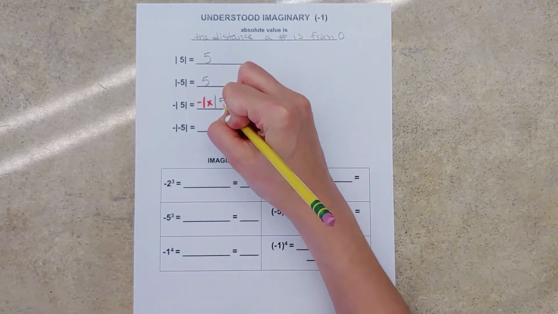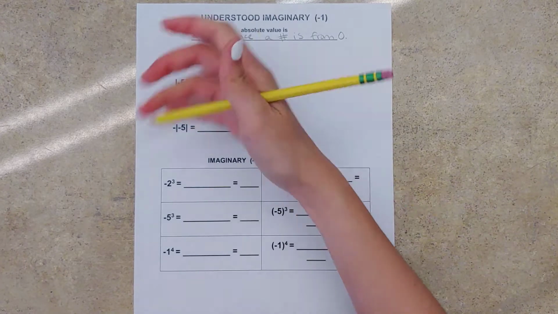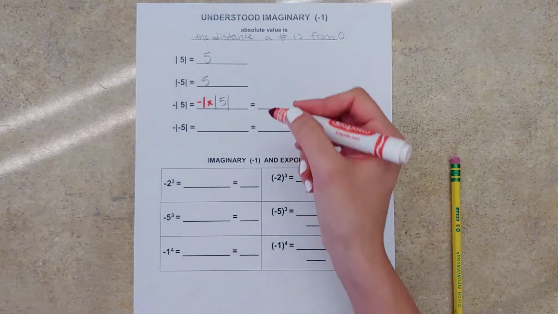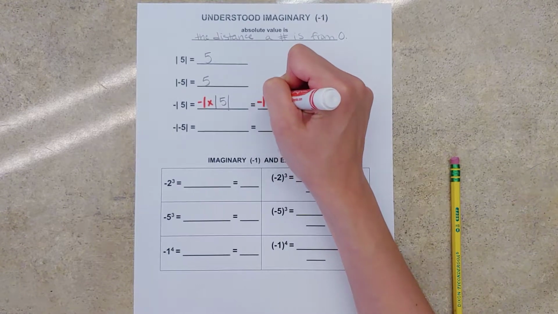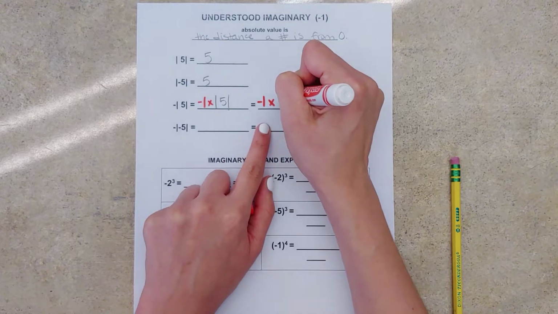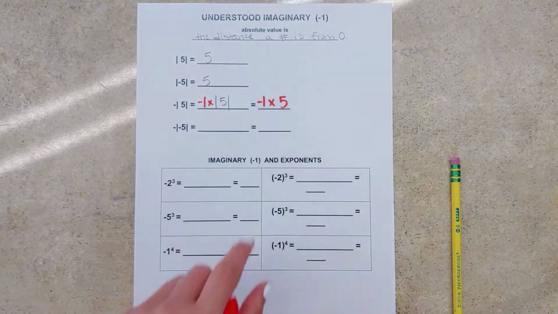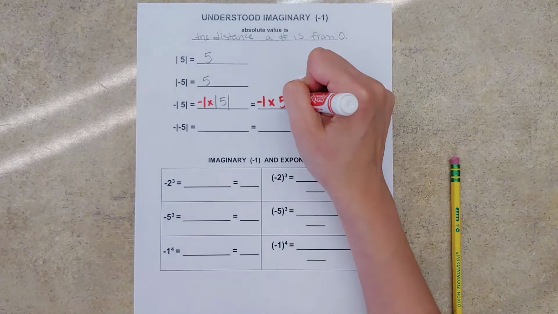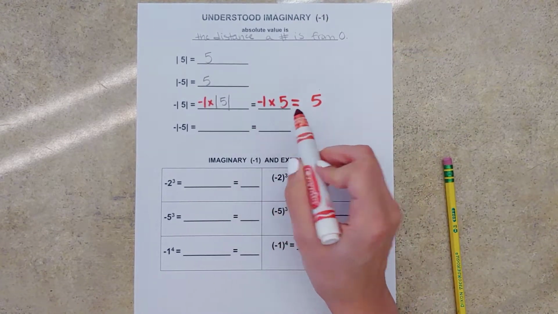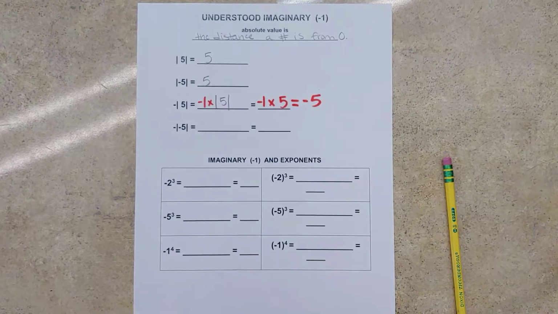So what I really have going on here is negative 1 times the absolute value of 5. All right, so if we expand that just a little bit more, that is a negative 1 times, well, the absolute value of 5 is 5, and then we can solve it. So 1 times 5 is 5, and then a negative times a positive leaves us with a negative.